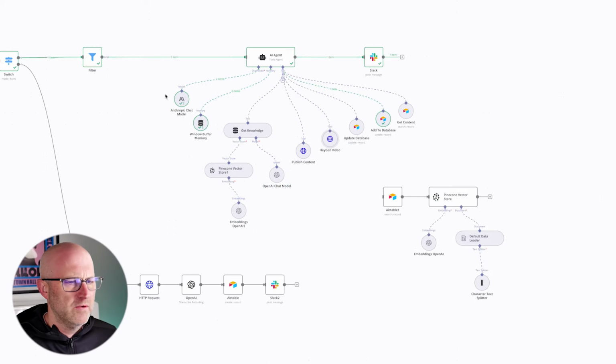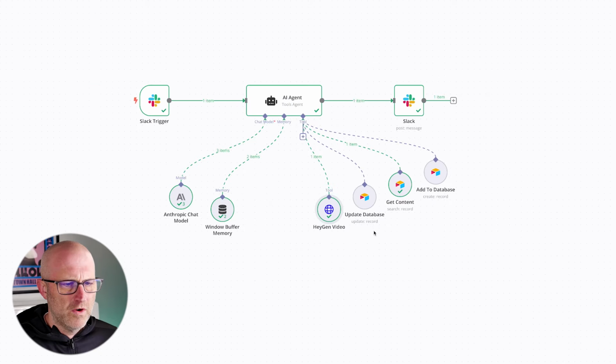The next thing that we're going to do is add in the ability to publish content. For this one, we're just going to show an example where we publish text content to Twitter, nice and simple. I'm going to come back over to our workflow over here.